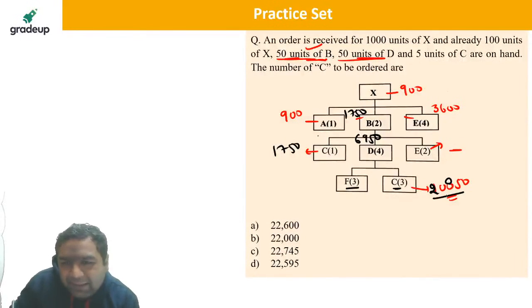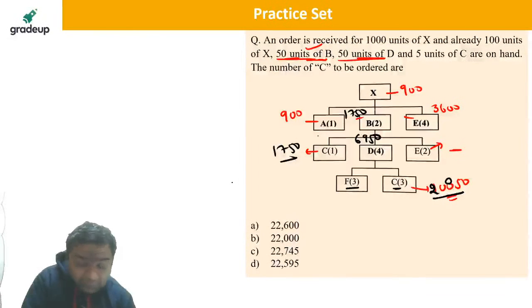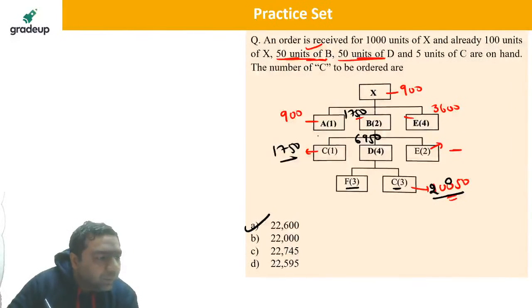So these are the C requirements here. Now you can answer it: 20,850 plus 1750 is 22,600. A is the answer. Yes, guys. Akhilesh, again you have done some mistake.